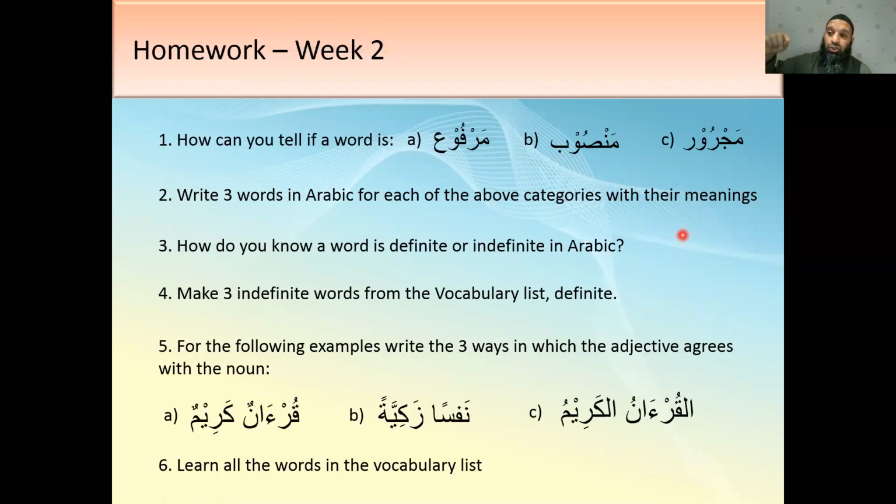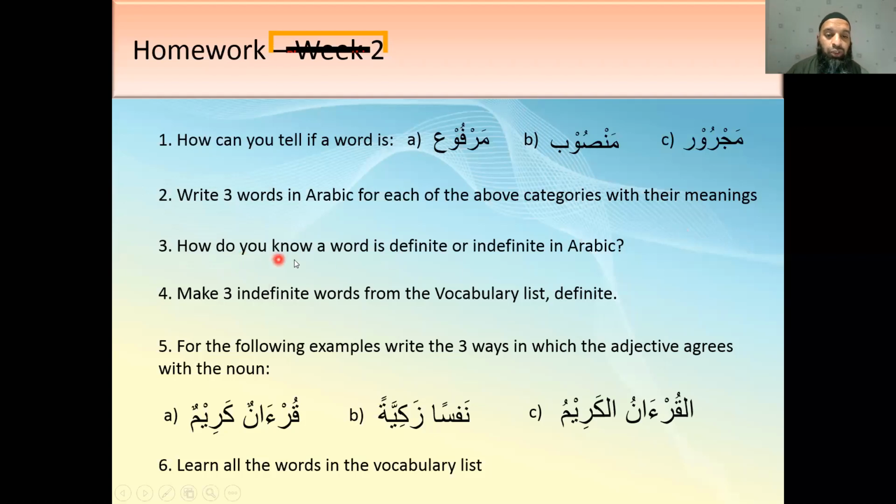If I go to see the imamun, the imam, imamin means the same thing, imaman means the same thing. The ending, the case, doesn't change the meaning of the word. Okay, the case does not change the meaning of the word.